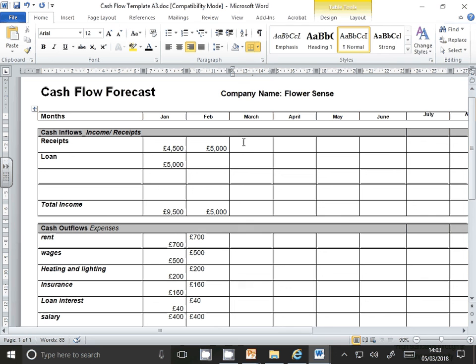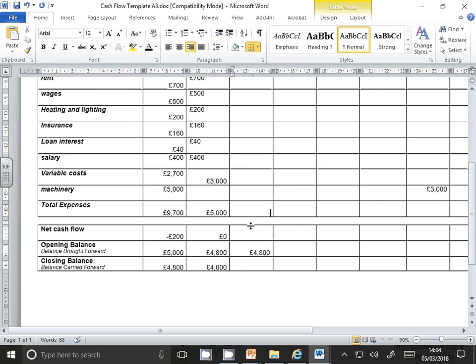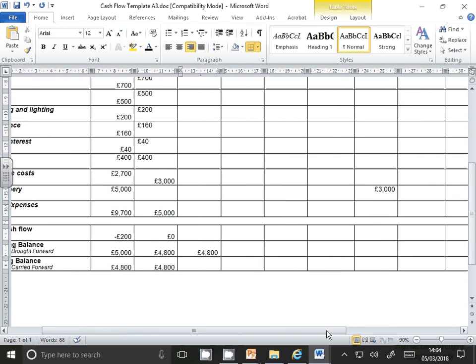You will need to go and read the scenario, see how many bunches of flowers they sell in March, multiply it by their selling price. There's no other income that they get, so whatever appears here as the receipts will be your total income here. You know that your fixed costs are going to stay the same. The variable costs will change. You're going to be multiplying however many flowers they sell by the variable costs of £3. There's no machinery to pay for, so then you can work out the expenses. You can then work out the net cash flow, add that onto the opening balance to see what your closing balance is, and so on and so forth. And eventually you'll have a complete cash flow forecast for 12 months of the year.